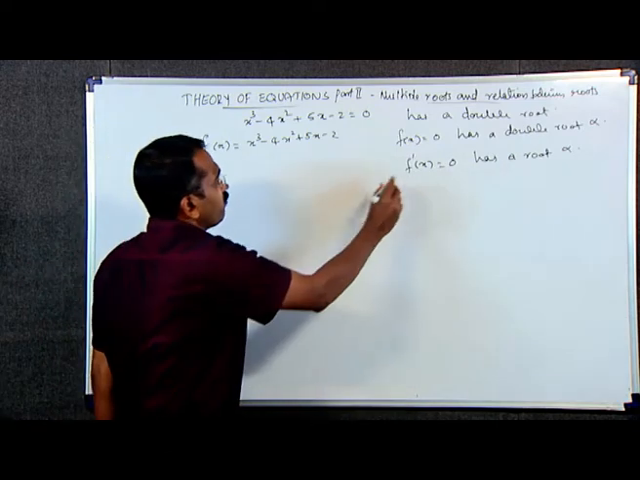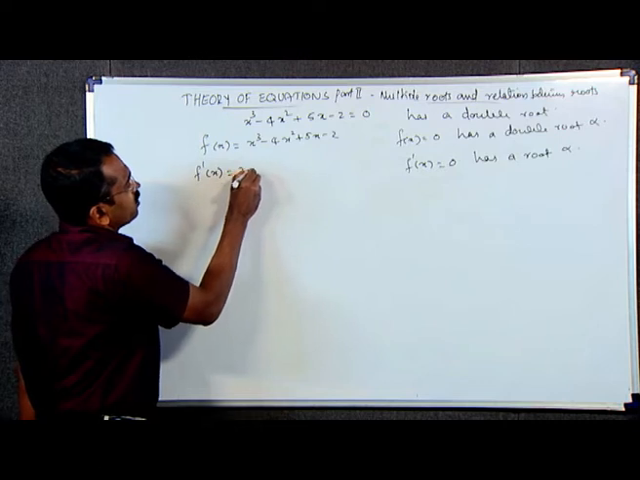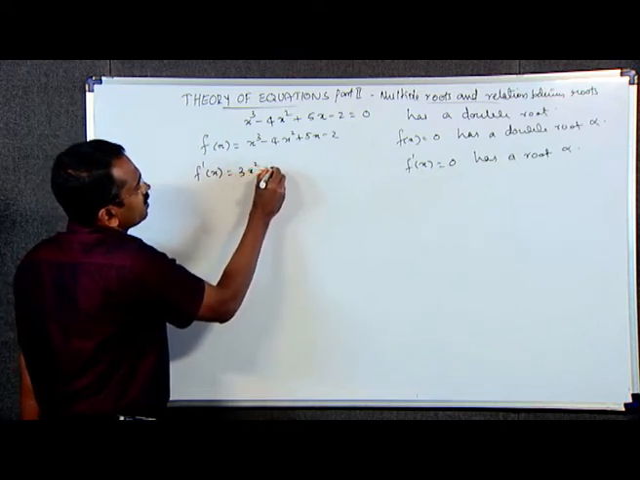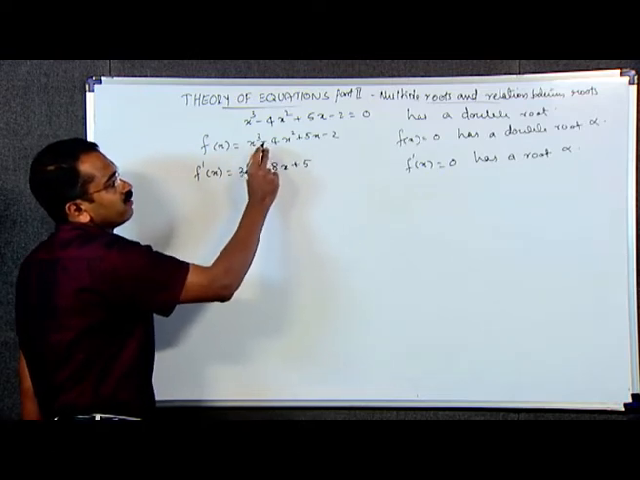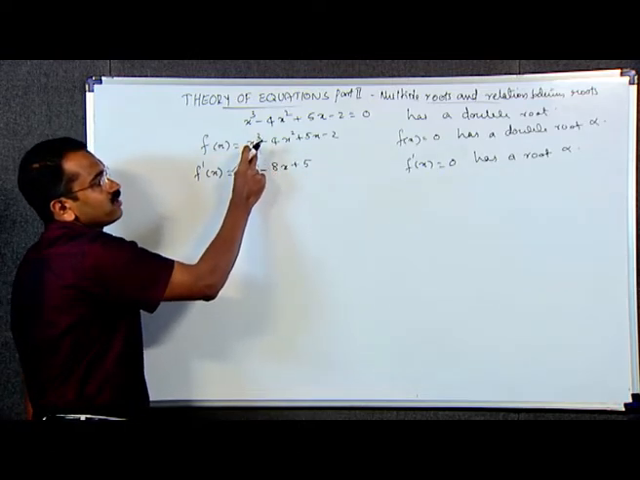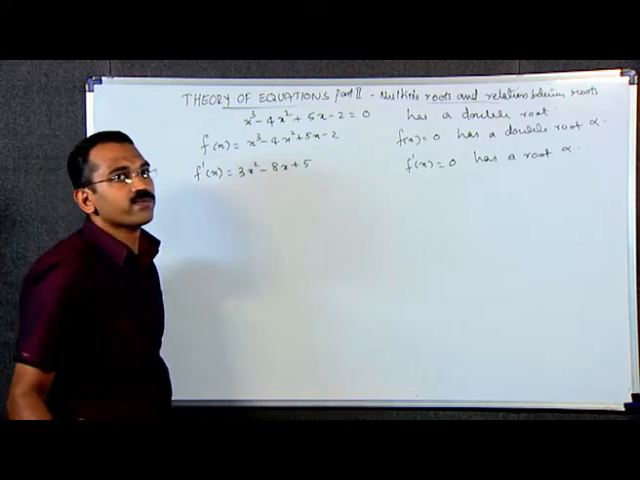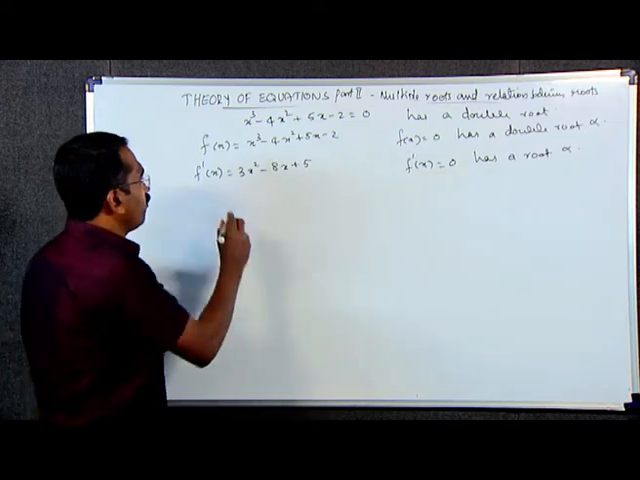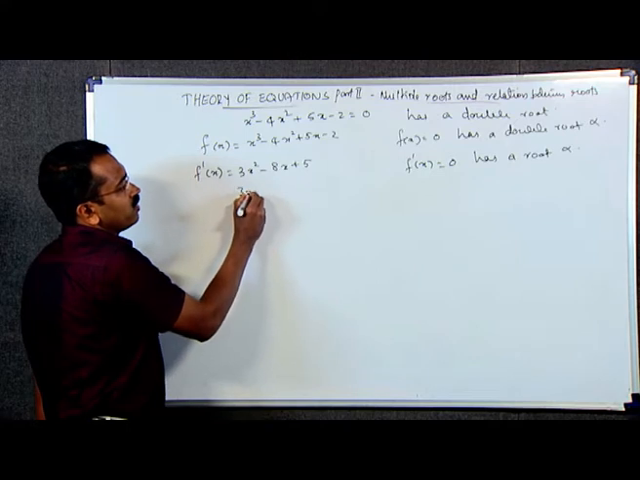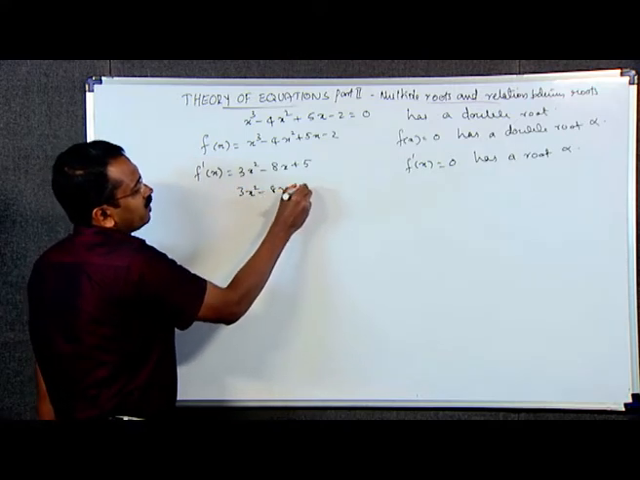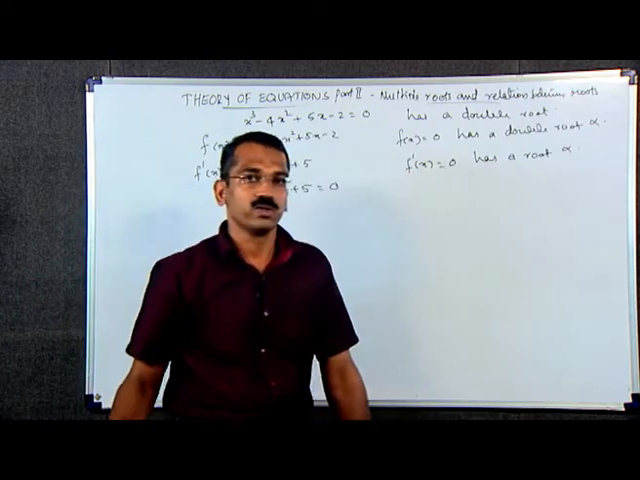That is, here f dash of x is 3x square minus 8x plus 5. Differentiating this function with respect to x, we will get 3x square minus 8x plus 5, and f dash of x equal to 0 implies 3x square minus 8x plus 5 is equal to 0, has a root alpha.